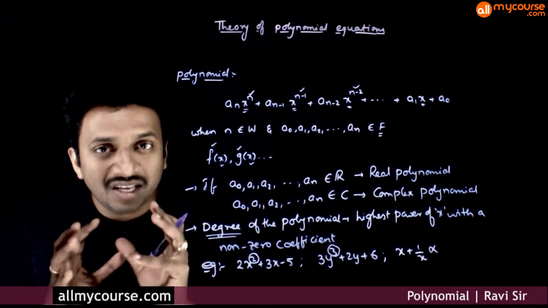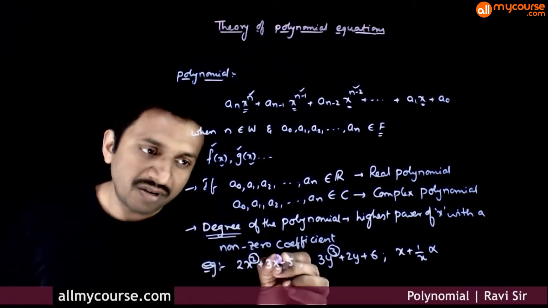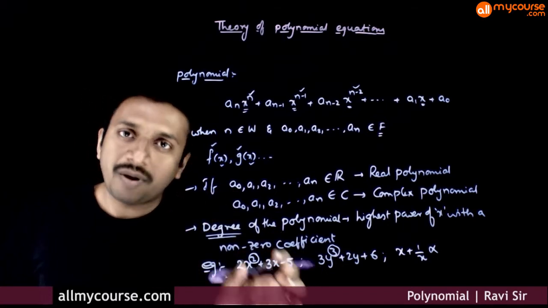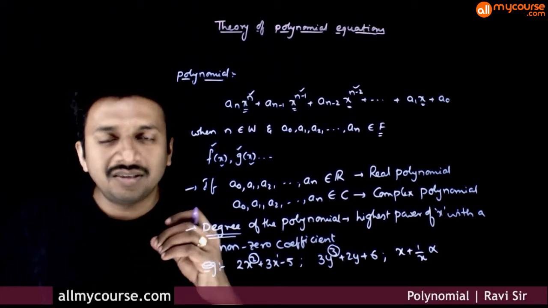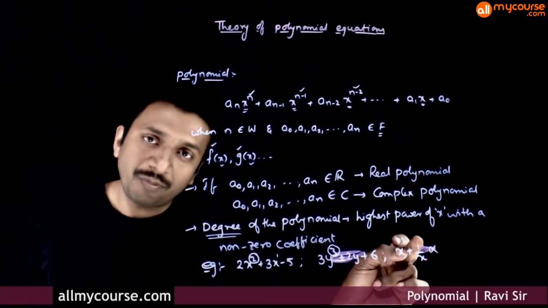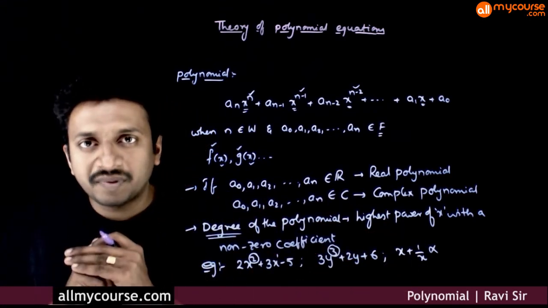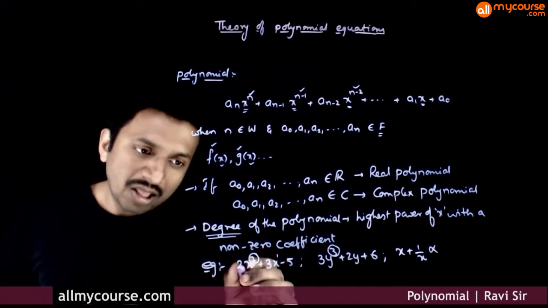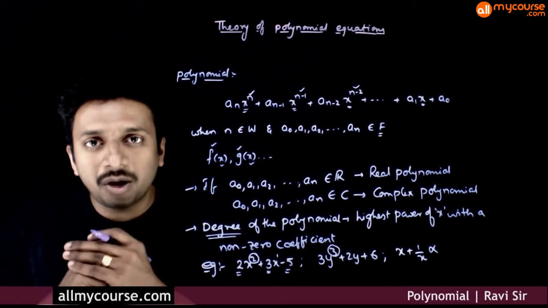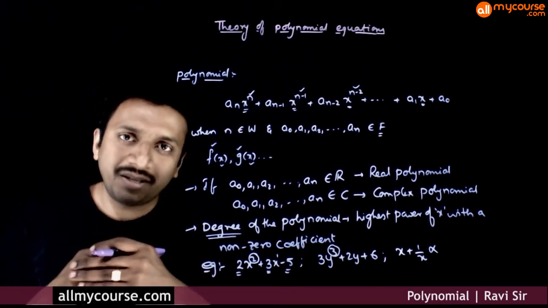To distinguish whether an expression is a polynomial or not, you need to observe the powers of x present in the expression. If all the powers of x are whole numbers, then it is a polynomial. If you have negative powers or fractional powers, it is not a polynomial. If all the coefficients of the polynomial are real, then it is called a real polynomial. If some of them are complex, then it is called a complex polynomial.